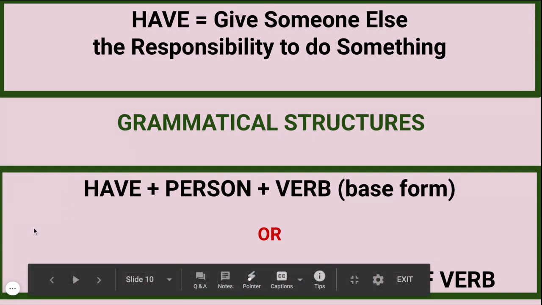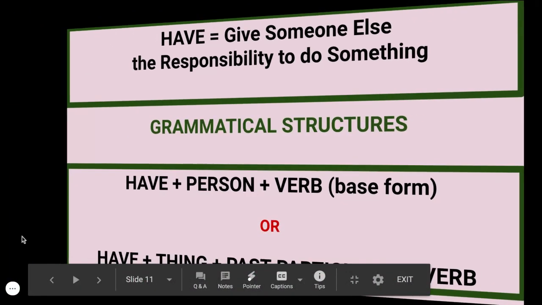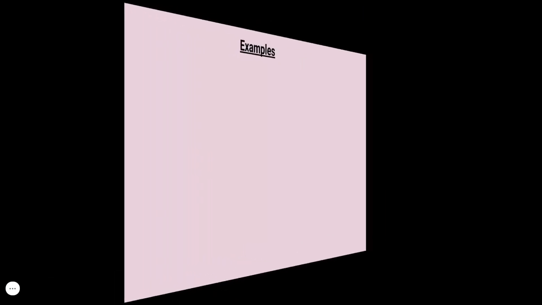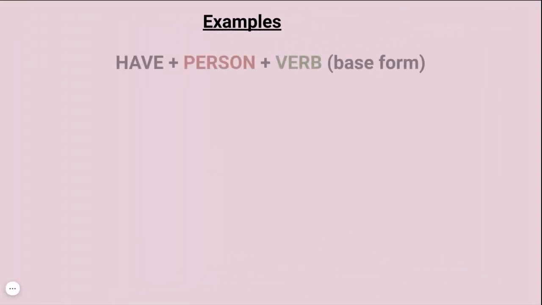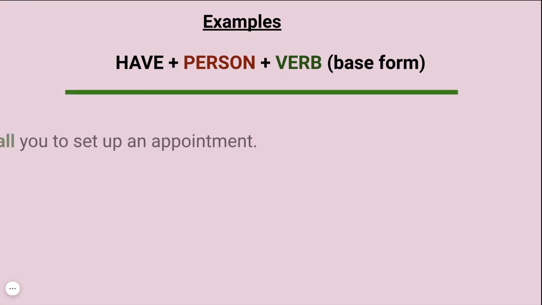And this actually has two different grammatical structures. The first one is have plus person plus the base form of the verb, just like let and make. But it has an alternative structure, which is have plus a thing plus the past participle form of the verb. And we're going to see examples of both structures. First one will be the one that's like the other verbs, where you just have plus the person plus the base form of the verb.